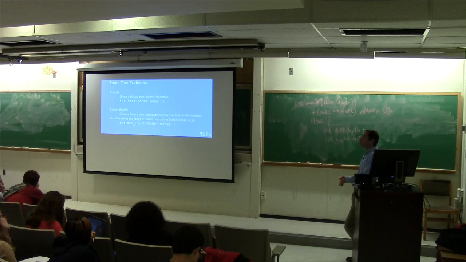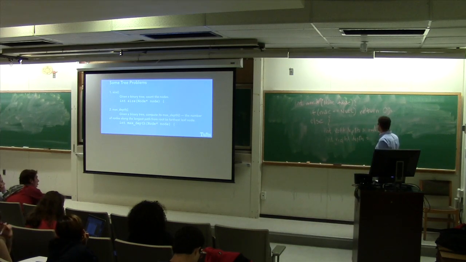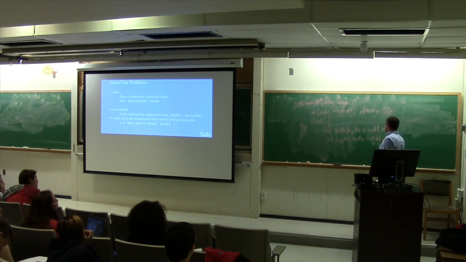Cecily? I'm not sure it was right, but let's see what Cecily has to say. So left depth would be max depth of your left child. Max depth of left. In the interest of time, I'll just write it that way. Right depth is max depth of your right child. Good. You would return 1 plus the greater one.